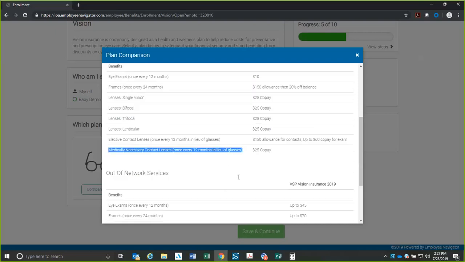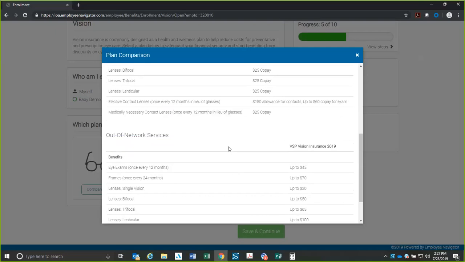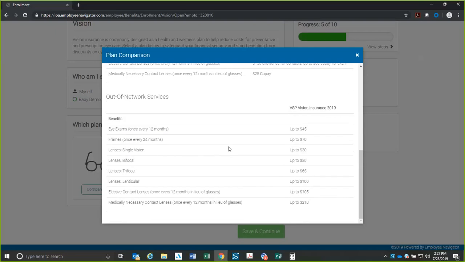There are out-of-network services. However, you have to pay for it up front and submit a claim, and then you can get up to these amounts back on the services that you went out of network for. So again, the most bang for your buck is going to be in network. Any question on your VSP vision plan?